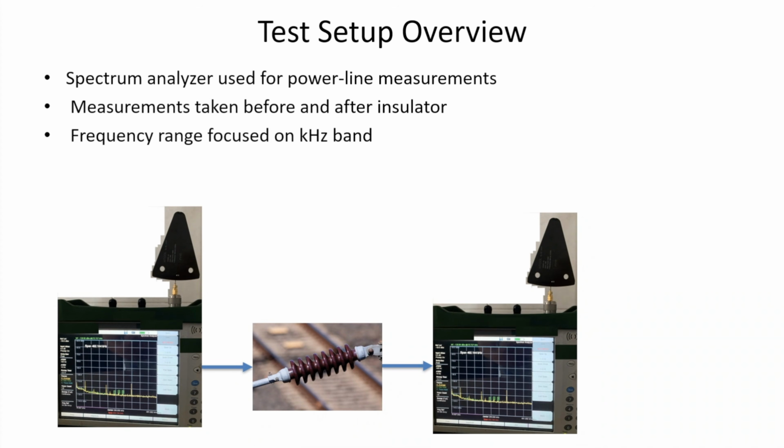Now, let's look at the test configuration. We performed spectrum measurements on a power line before and then after the insulator. The spectrum analyzer was configured to observe frequencies from tens of kilohertz up to several hundred kilohertz. The goal of this test was not to identify a new noise source, but rather to understand how the insulator affects existing EMI already present on the line.